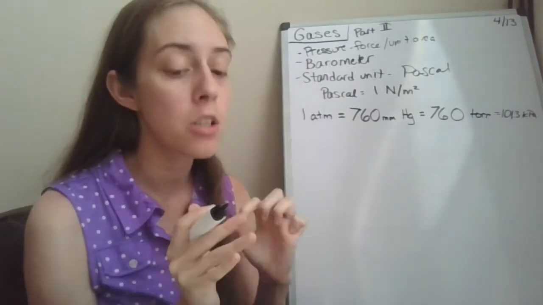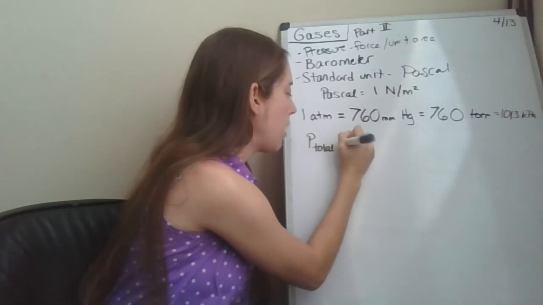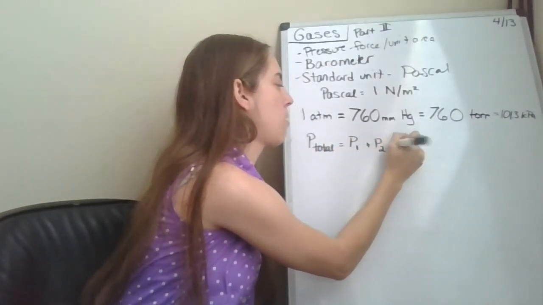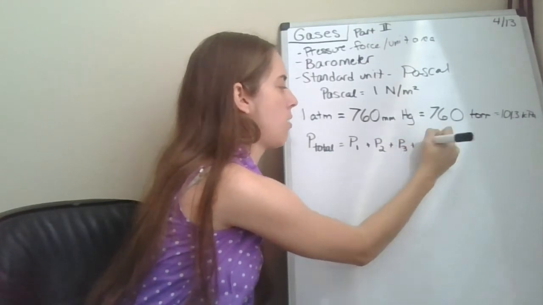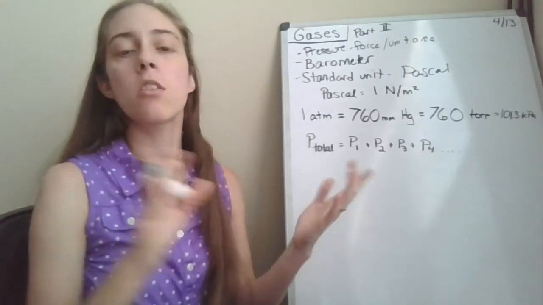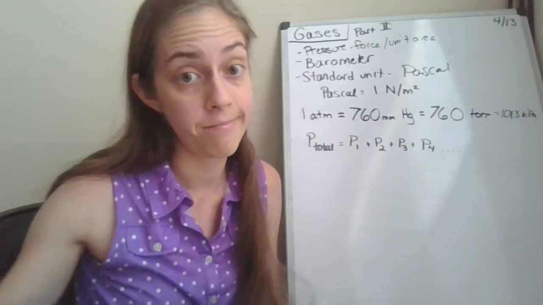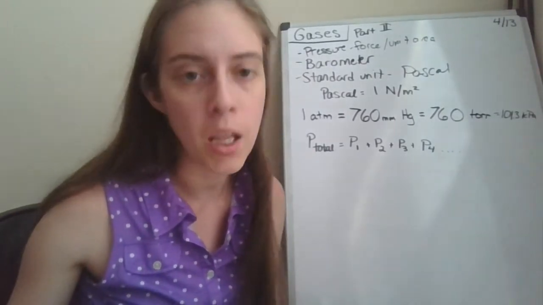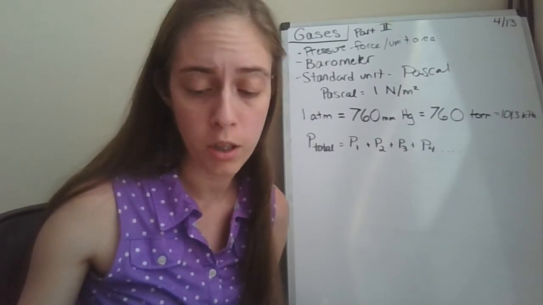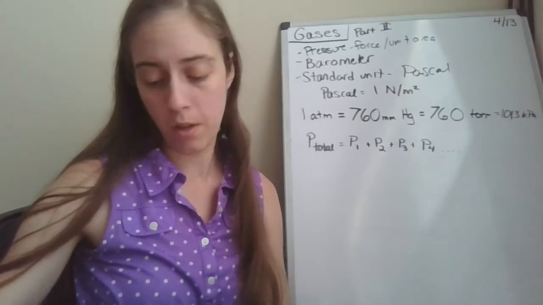You're going to like this equation. Okay? So your pressure total equals pressure of gas 1 plus pressure of gas 2 plus pressure of gas 3 plus pressure of gas 4, so on, so on. However many gases you have is how many pressures you have. If you only have 2 gases, you only add 2 together. That's simple. Just addition. Okay? You got this. P total represents the total pressure. P1, P2, they represent your gases. So let's go through an example.